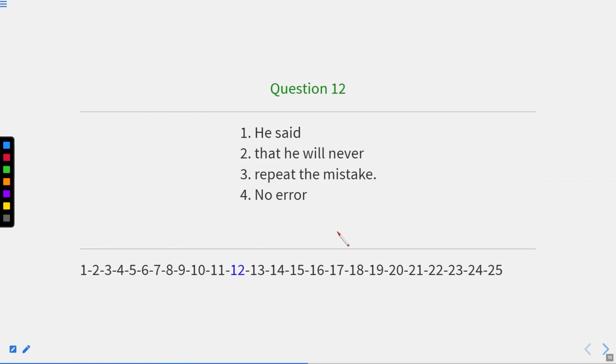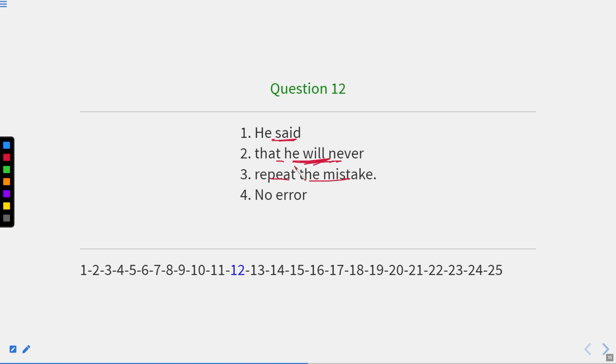He said that he will never repeat the mistake. Again, this is the question of a spotting error. So he said that he will never repeat the mistake. So he said shows the past tense, that he will never. Now, whenever we convert a modal sentence of direct speech into indirect speech, our modals are converted into past. For example, will changes into would, can changes into could, or must can remain the same. So this is how we change them.